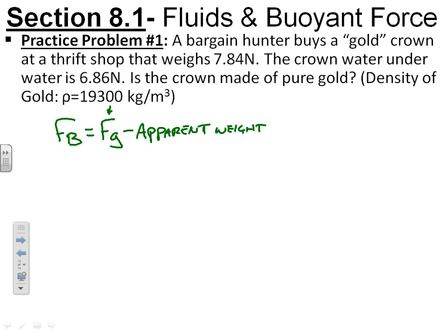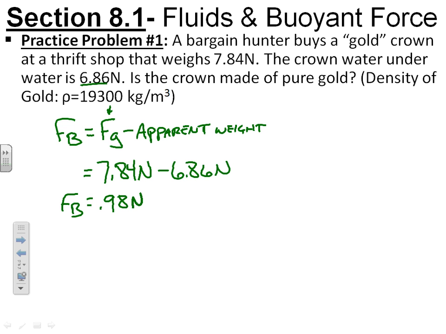It's going to be less than the actual force of gravity. So we got that information in our problem here. The weight, or the force of gravity, is 7.84 newtons. That's its actual weight. And we're going to subtract the apparent weight when it's in the water, which is 6.86 newtons. Okay, so our buoyant force is going to equal 0.98 newtons. That's the amount of force the water is pushing up on the crown with.